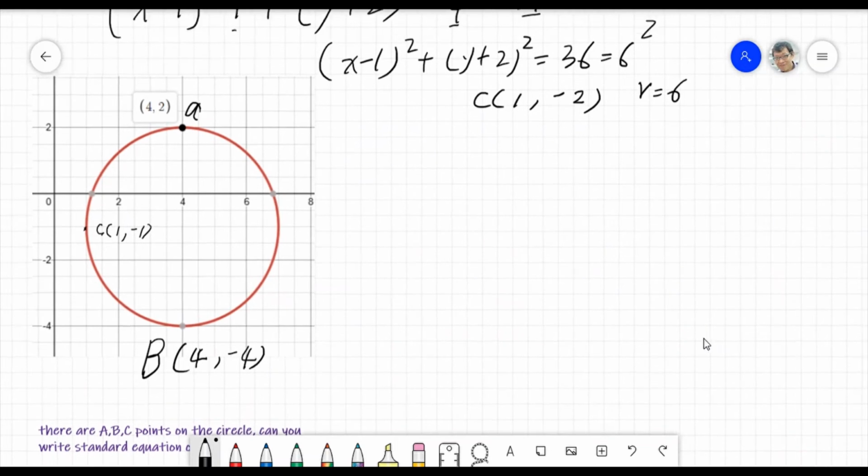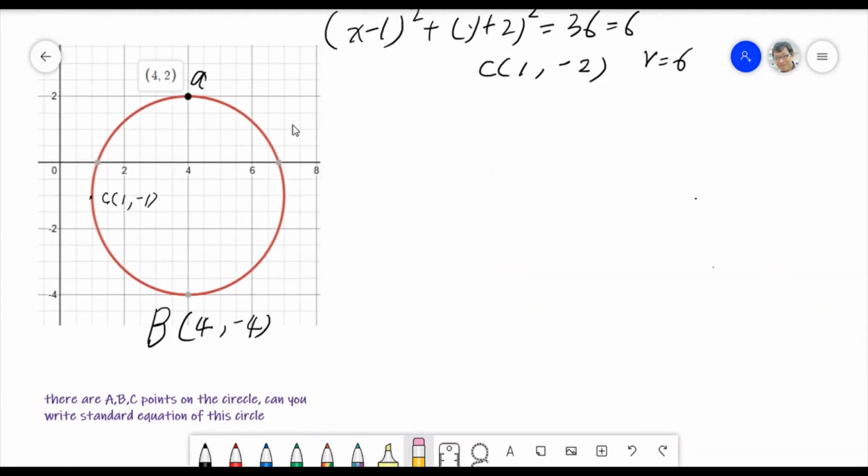Okay, this question is comparatively hard. We are given 3 points A, B, C. These 3 points are on a circle, and the question is, based on these three points, can we find the center and the radius? Okay, so what we need to do is find the standard form, the standard equation of a circle, right? Then we can use it to find where the center and the radius are, right?